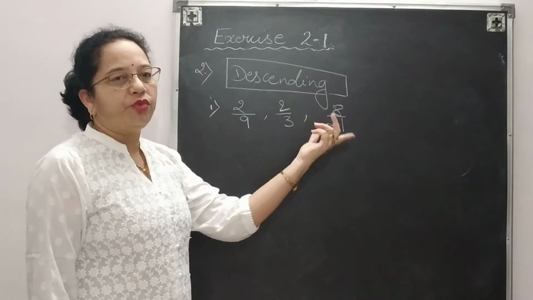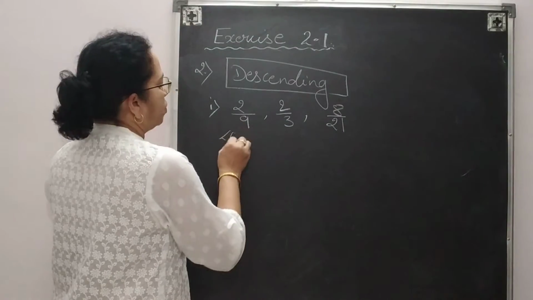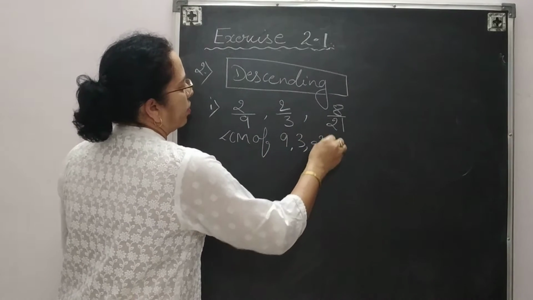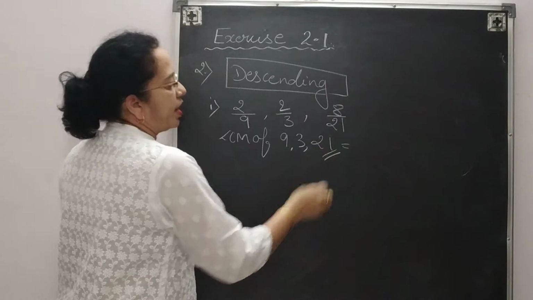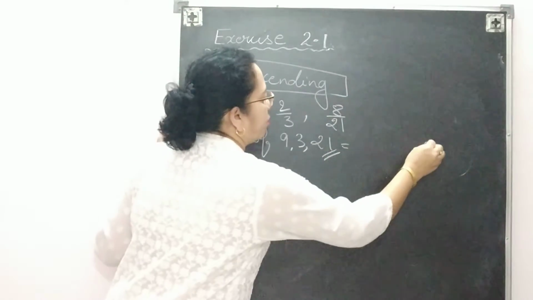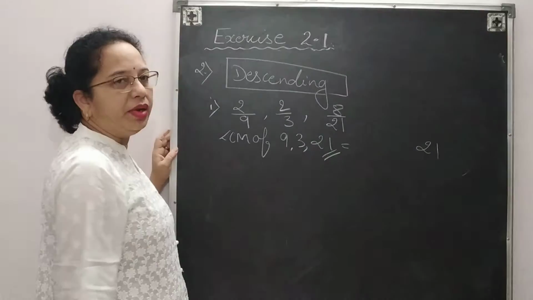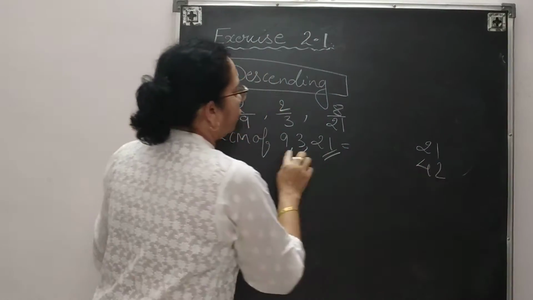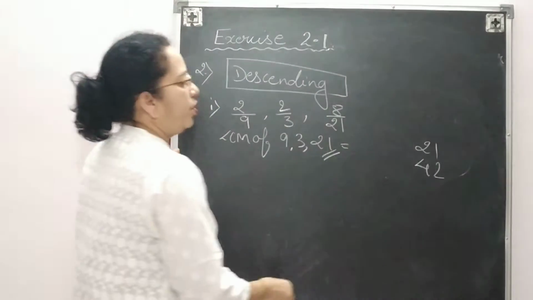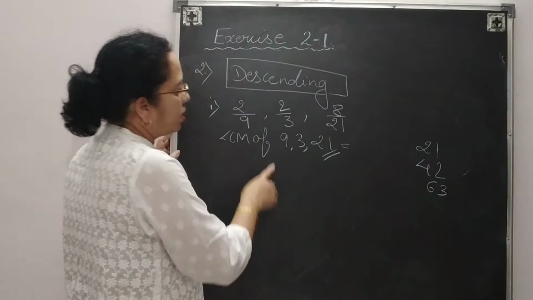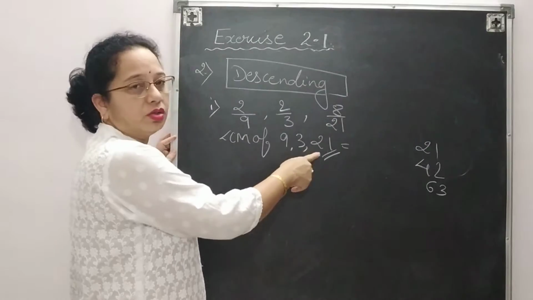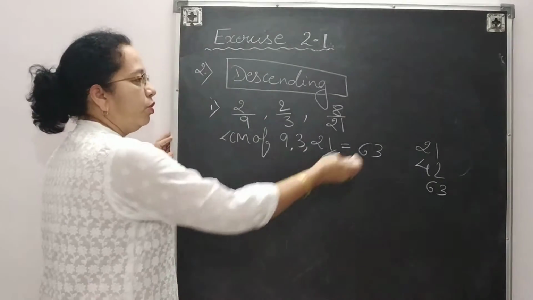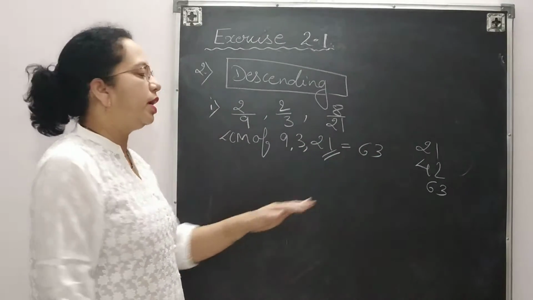Since denominators are different, we will take LCM. So LCM of 9, 3 and 21. Just like last question, I said decide table of 21. 21 ones are 21. 21 doesn't come in table of 9. 21 twos are 42. Again 42 doesn't come in table of 9. 21 threes are 63. Now 63 comes in table of 9 also, 3 also and 21 also. So what will be the LCM? 63. If you don't know this method, you can go with the traditional method also.